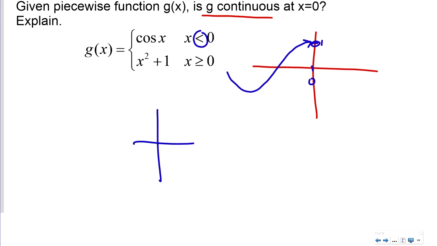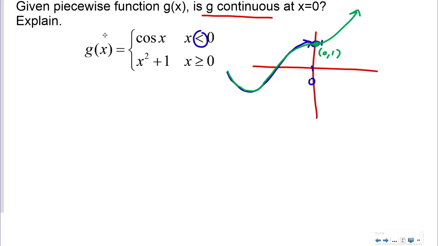So x squared looks like this, right? But we're going to shift it up by 1. So on this side, we also have something that looks like this, and it's going to really meet at 1 too. So this is basically what this curve looks like, something like this. Both sides meet at 1, at y equals 1 when x is 0. Okay, so is this function continuous at x equals 0? Why, yes, it is.